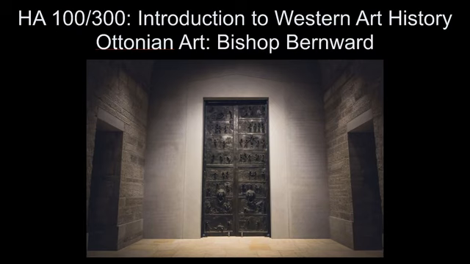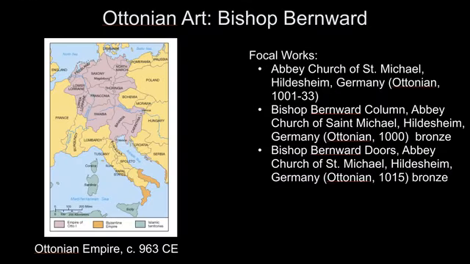In this lecture segment, we are talking about Ottonian art and its continuation of the themes of Carolingian art. We will focus on works of art commissioned by Bishop Bernward, including a set of doors and a column.